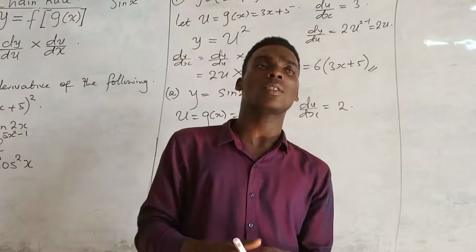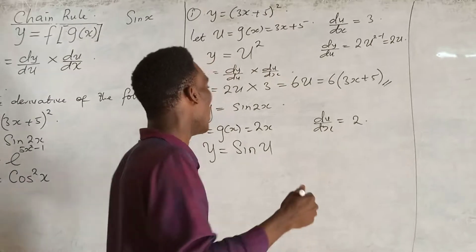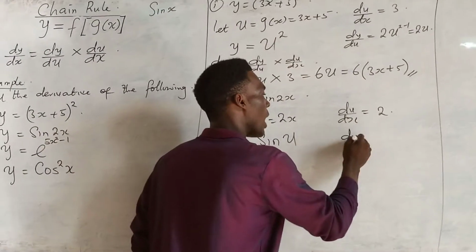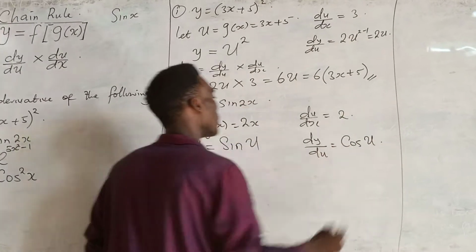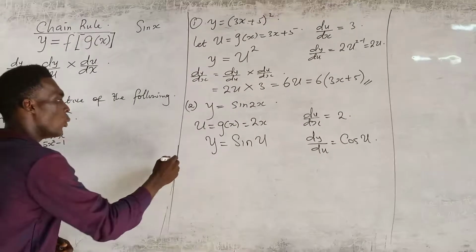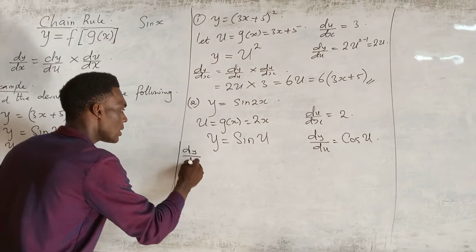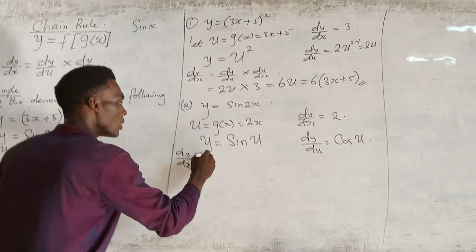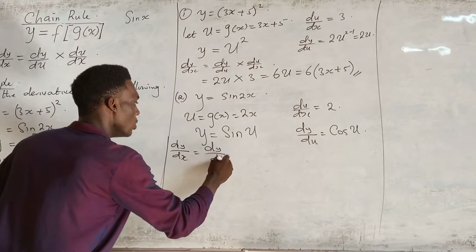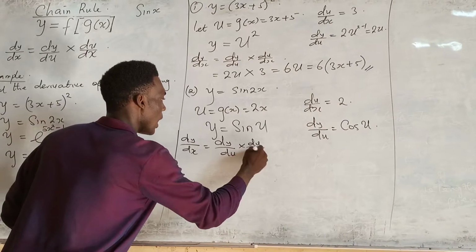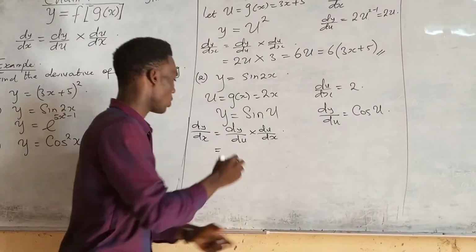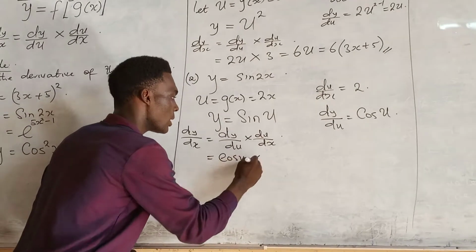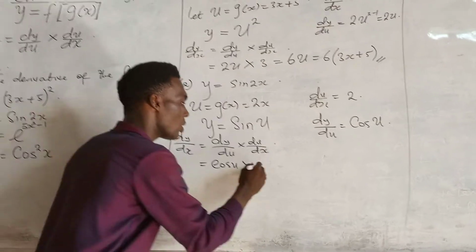From our knowledge of the standard derivative table, the result of dy/du will now give us what? Cos u. Then we apply the formula, which is dy/dx equals dy/du times du/dx. Then what is our dy/du? It gives us cos u, multiplied by du/dx, which will give us 2.